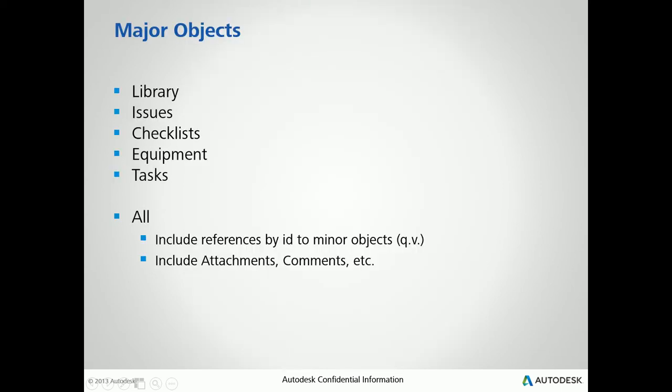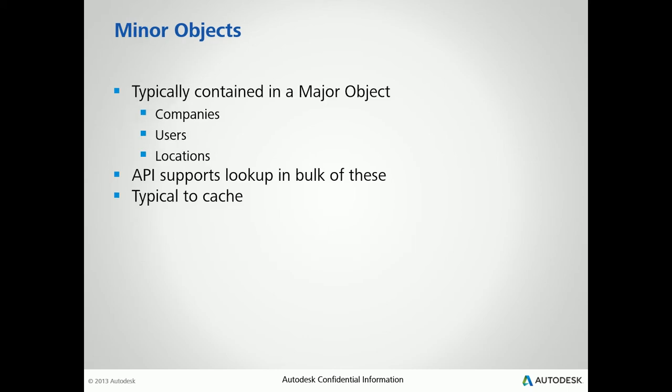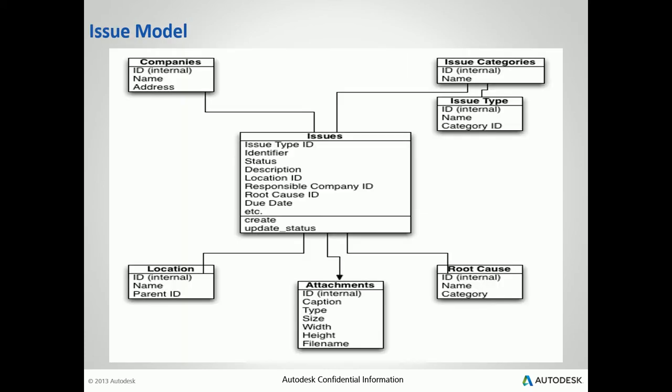So we have APIs for all the major objects, including library, issues, checklists, equipment, and tasks. We also have a few other objects like companies and users, but those are just minor. And here's a basic example of how the database model works. We have the model for issues, so we can see the issue at the center, and this issue is connected to attachments, location, companies, and all of that.